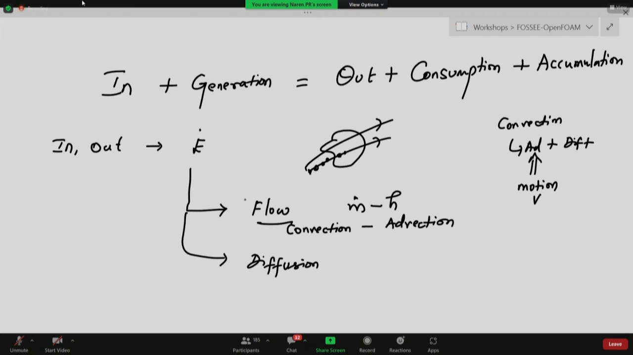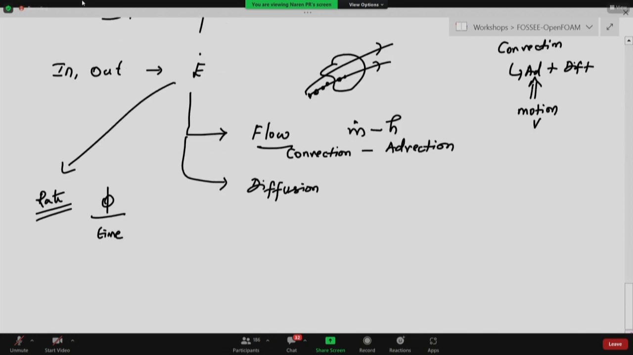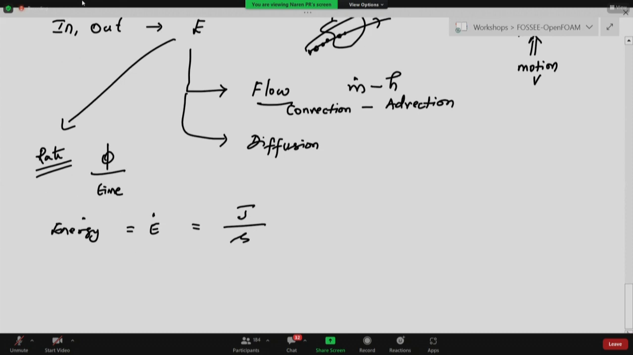So how do we write convection? We know that convection can be written in terms of mass flow rate. This is always a rate. You should remember everything is a rate. Rate means any quantity per unit time. And what quantity are we focusing on now? We are focusing on energy rate, which I put as E dot. In SI units, it will be joules per second. If I know the mass flow rate and multiply that with the specific enthalpy, I will get this energy rate.